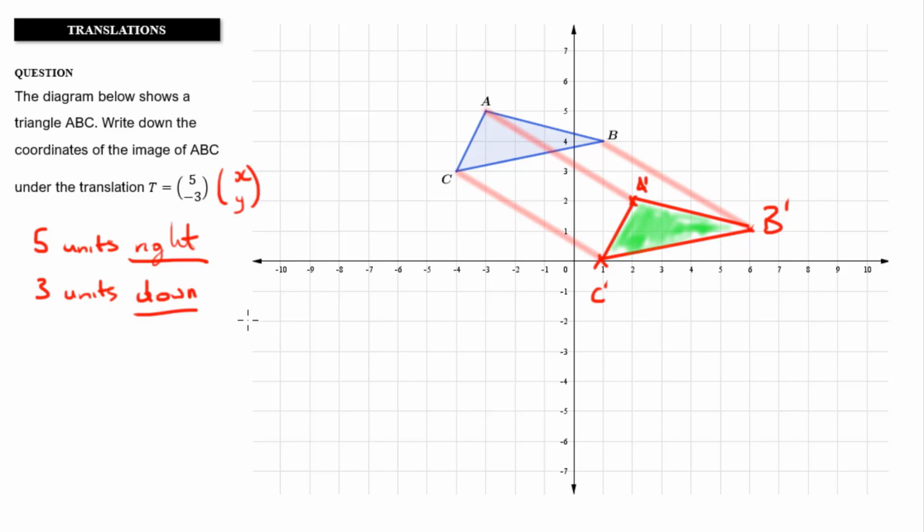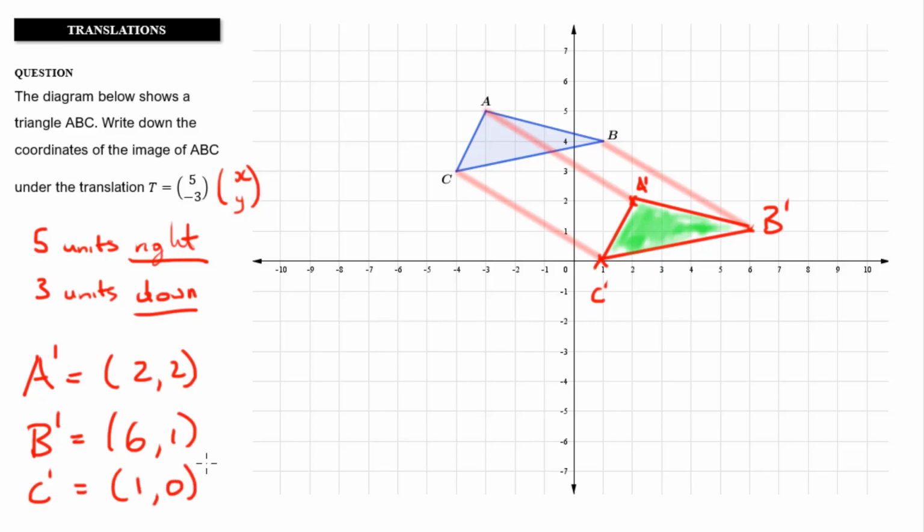Therefore, that means the coordinates of my image, coordinates of A prime, would be equal to (2, 2). B prime would be equal to (6, 1). And C prime would be equal to (1, 0). All right, (1, 0), x before y. And these would be the coordinates of my image.